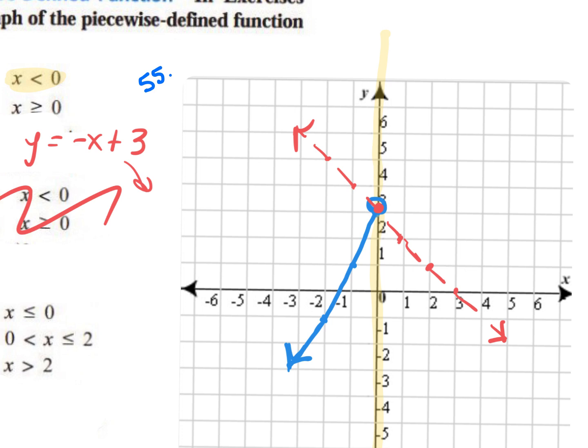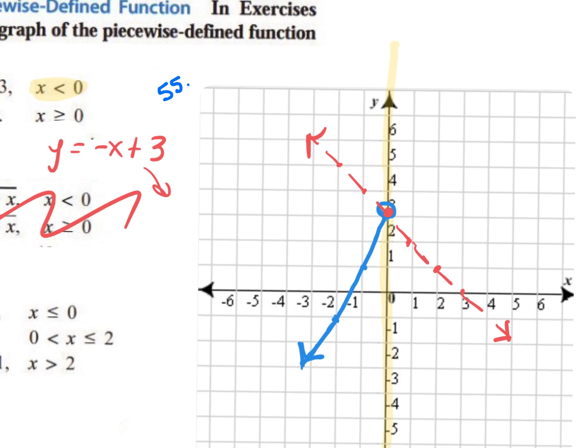Yes? I missed how you started the line. I put my point at 3, my intercept at 3, because the y-intercept is 3, and then my slope is negative 1. So from the intercept, I went down 1 over 1, down 1 over 1, down 1 over 1. Does that make sense? Yeah.